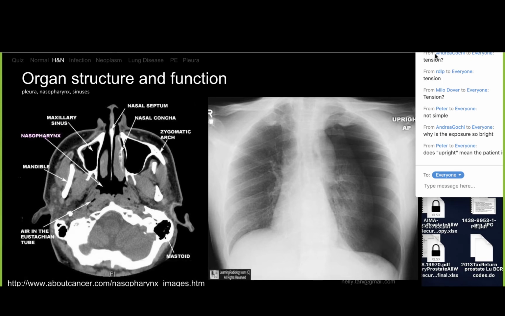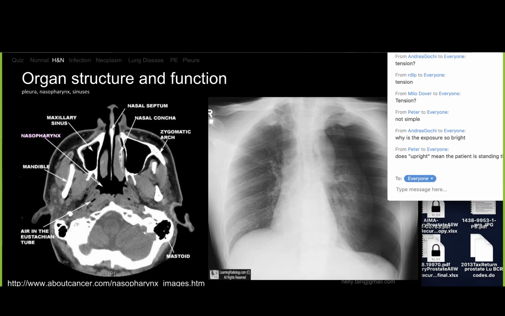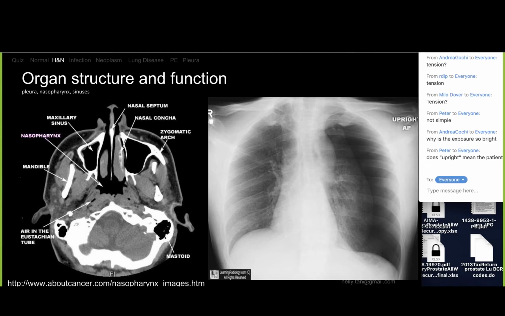Does upright mean the patient is standing though? Yes. Oh my gosh, you guys have so many good questions. There are different ways to capture an upright radiograph. They could be sitting up in a chair, which is usually how they do the upright in patients who have a portable radiograph. They'll sit up and do an upright, versus in the radiology department where they usually stand. And it says here AP, anterior-posterior. That's another indication that it's a portable.